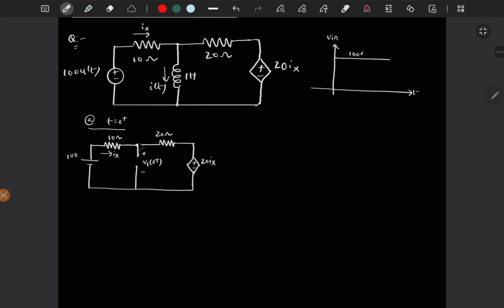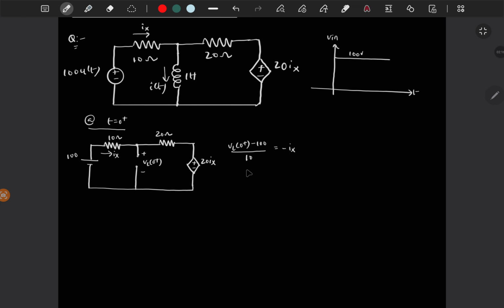If you write nodal analysis at this node, then VL of 0 plus minus 100 by 10, which is nothing but ix. So this is ix current, which is minus ix. So VL of 0 plus minus 100 by 10 is this current, right? Because I have written this voltage minus this voltage. But ix is flowing in this direction, so I have written minus ix.